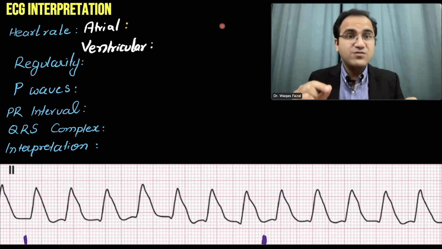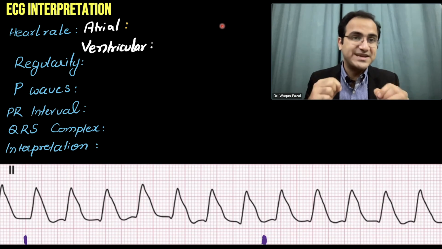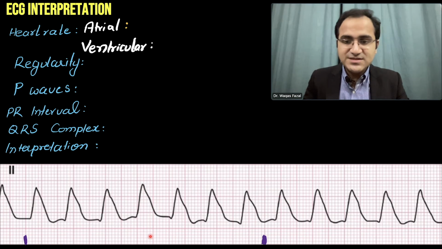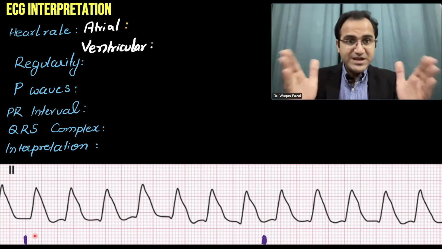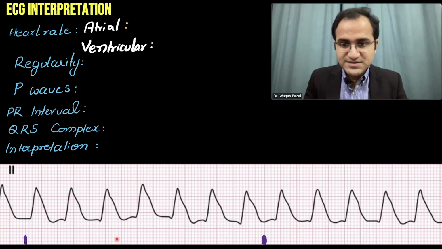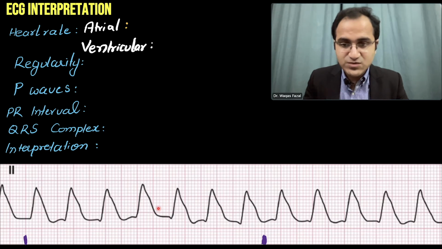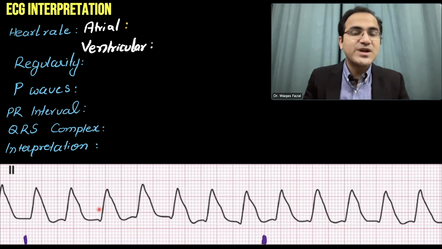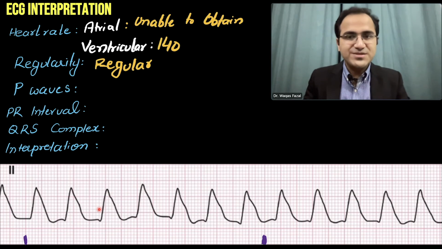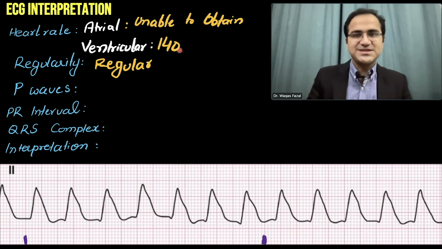Pause the video, solve this ECG yourself. This is an ECG of ventricular tachycardia. Now coming to the answers, let's calculate the rate. Atrial rate is unable to obtain. Let's count 15 boxes. In 15 large boxes, we have 1, 2, 3, 4, 5, 6, 7 QRS complexes, so 14 QRS complexes in 30 large boxes. 14 multiplied by 10 is equal to 140. So the ventricular rate is 140 by the 6-second method.